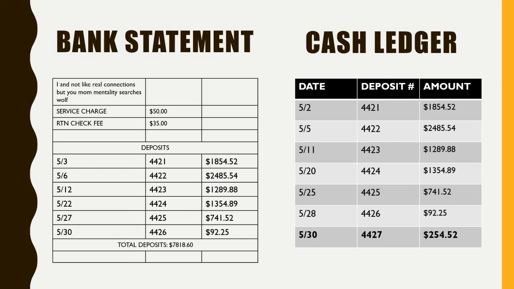So in this case, deposit slip number 421, 422, 423, 424, 425, 426, and 427. Right, let's look at the bank. The bank has 21, 22, 23, 24, 25, 26, but does not have 27. Why? It's because you submitted it on the last day of the month. So it's not going to appear on the bank statement on the last day. It's going to clear the next day. So in this case, I am missing deposit number 427 for $254.52.